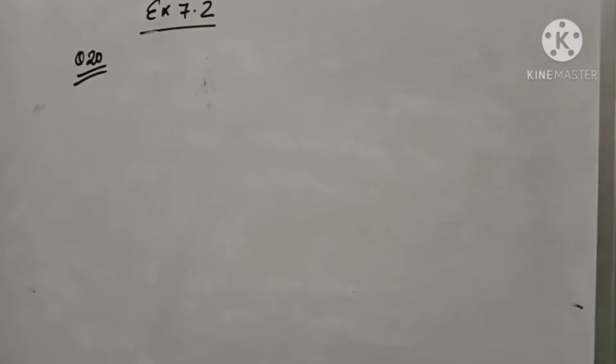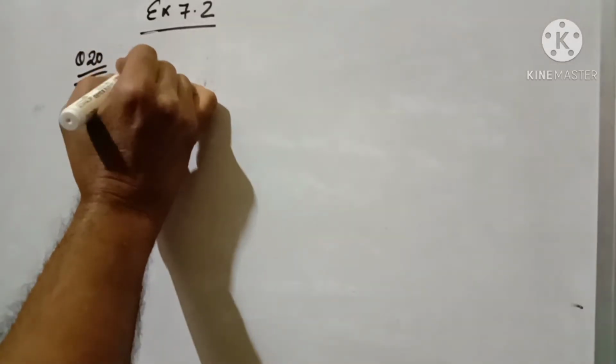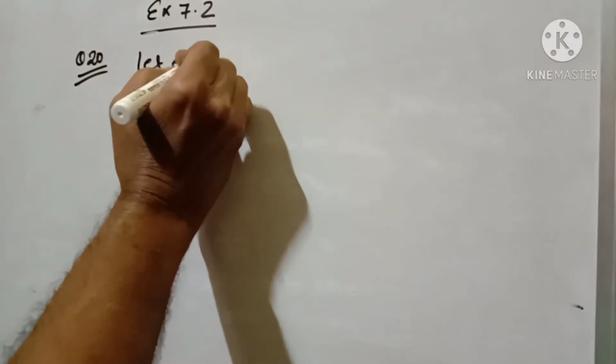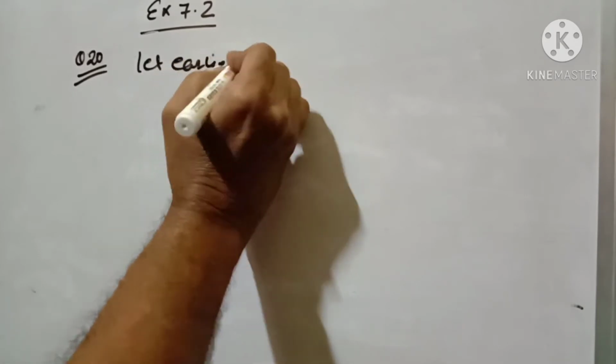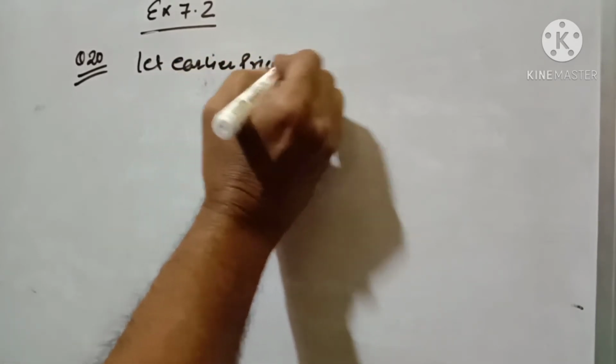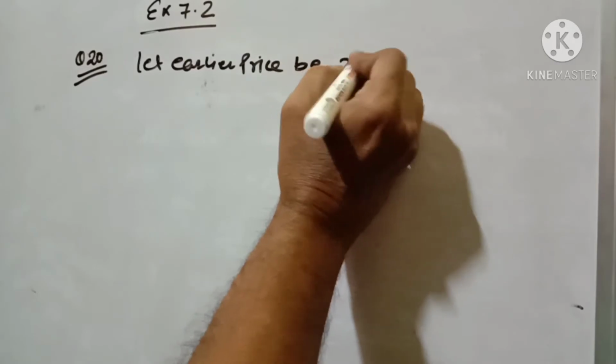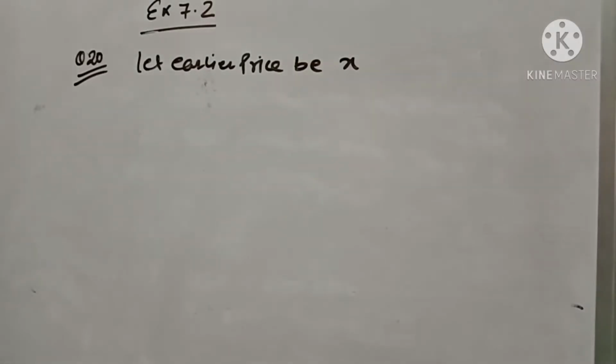Question number 20, it is given that if the price of a watch is increased by 15%, the increase in the price is rupees 90. What was the earlier price? Let the earlier price be x rupees.